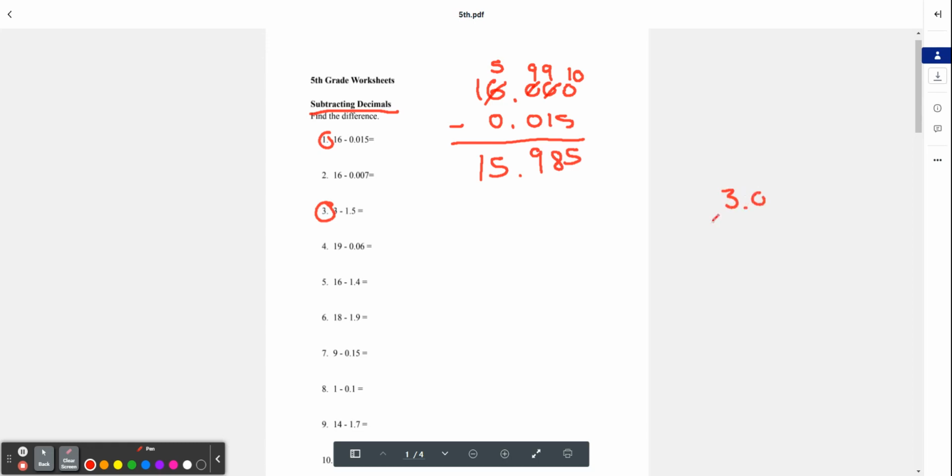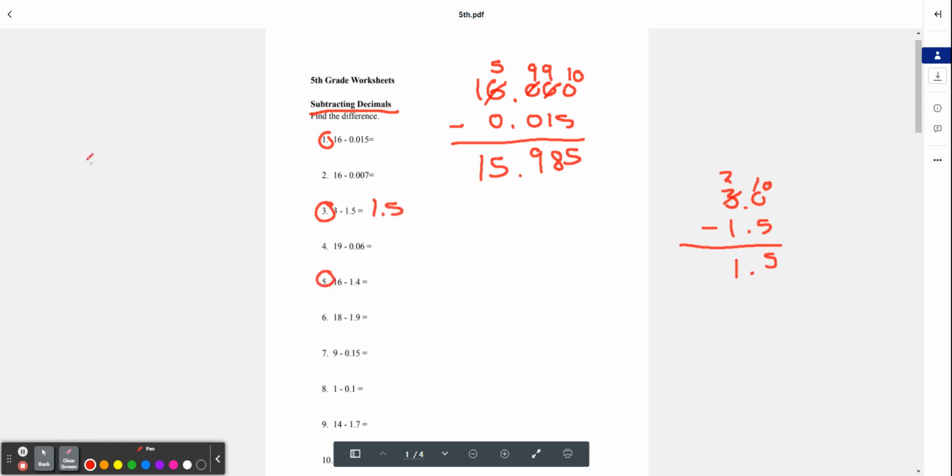So let's try 3. 3.0 minus 1.5. I'm going to borrow from 2. This becomes 10. 10 minus 5 is 5. 2 minus 1 is 1. And we get 1.5 for our answer.